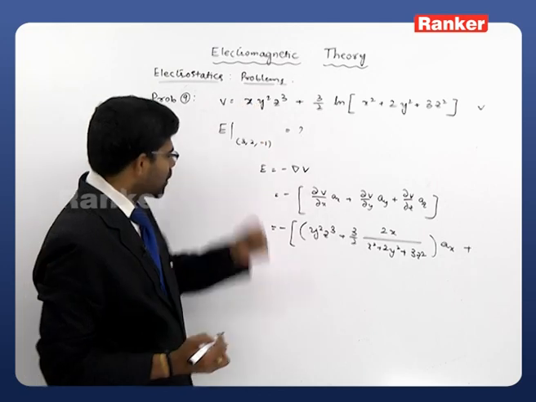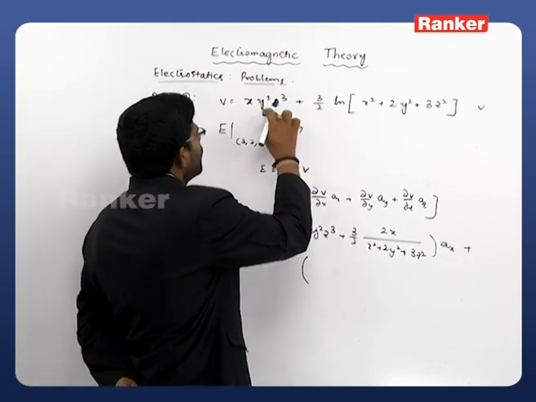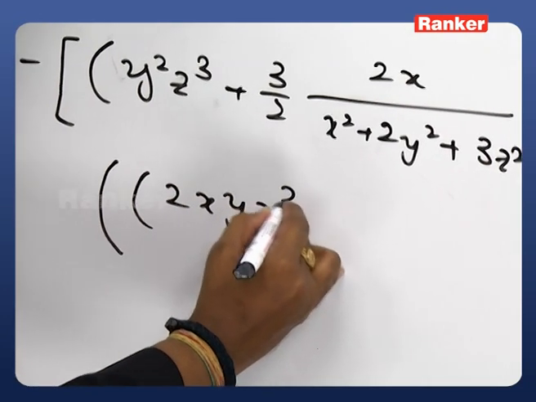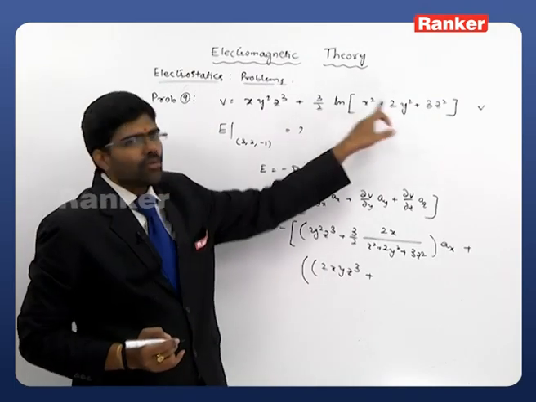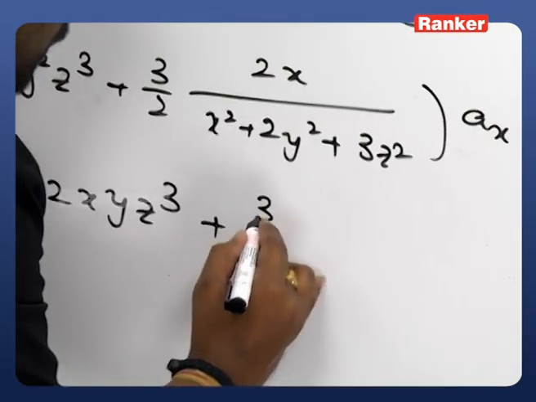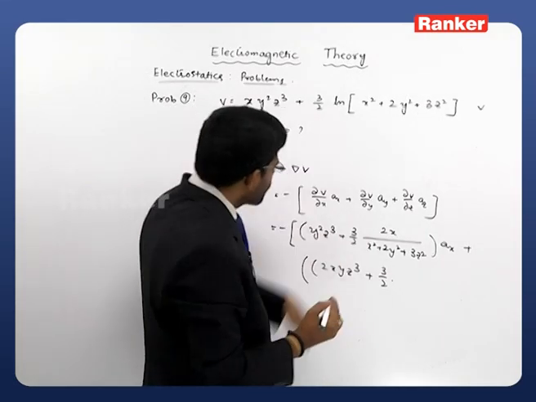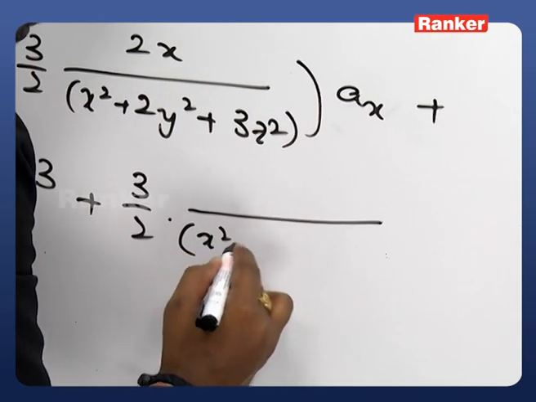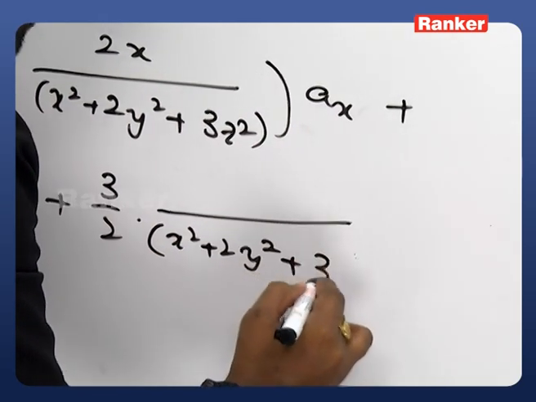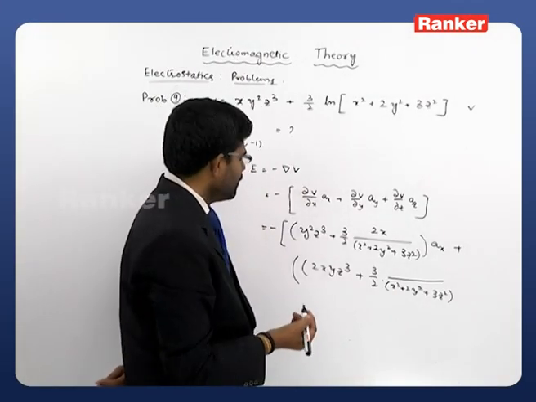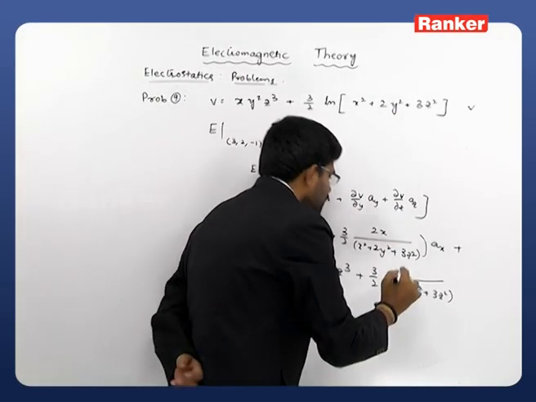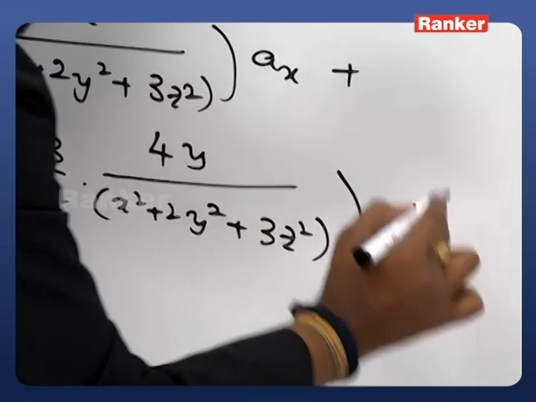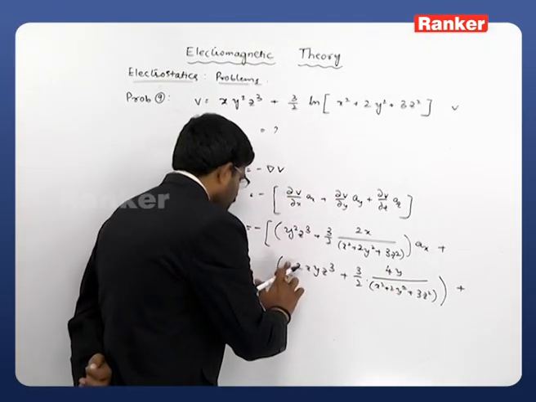If you differentiate this with respect to y, what we get is 2xy z cube, plus for the second term 3 by 2, and once again it is a log function. Therefore in the denominator we get x square plus 2y square plus 3z square, and the internal differentiation gives us 4y in the numerator. This is our second term, plus the third term.